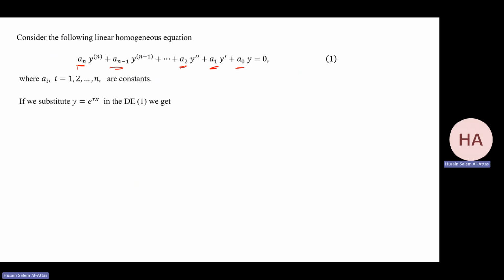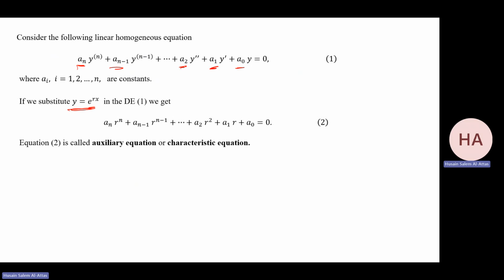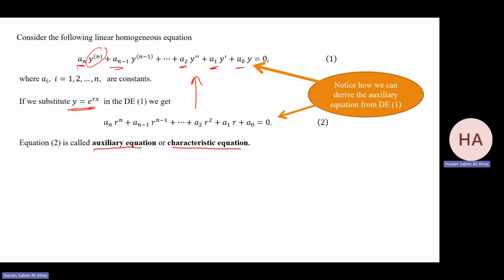Also in the exam, I think there were some questions where I put y equal e to the power rx. I get, notice, this is the characteristic equation, the auxiliary equation, which is similar to this equation. Everything is the same, just I'm changing the n-th derivative to r to the power n. Y, n-th derivative r to the power n, first derivative r, second derivative r squared, and so on. Notice that we can derive the auxiliary equation from the differential equation right away. No need to do this step, which we did, I think, in chapter 1.